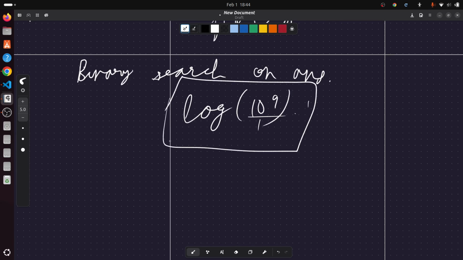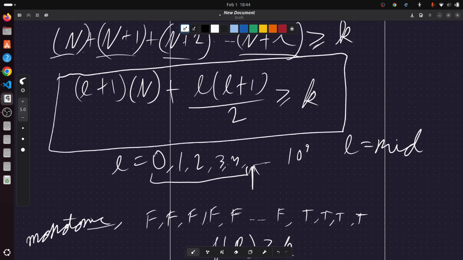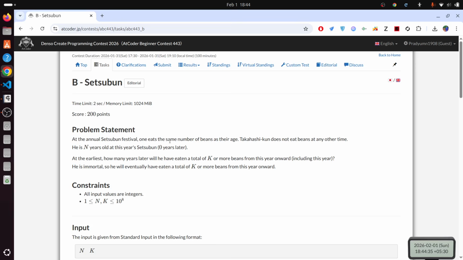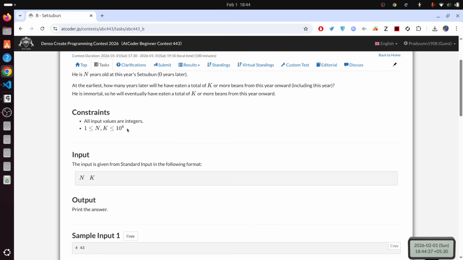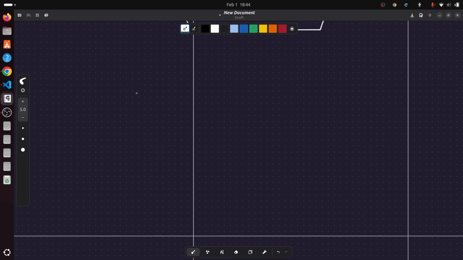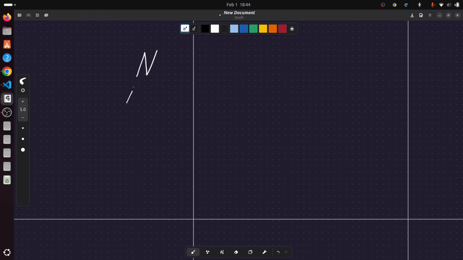But there is one easier way where you don't have to take the summation or do all these things, but you just have to observe. What you have to observe is that the constraints are up to 10 to the power 8 only. So what is happening is that for the first year the number of beans is n, then for the second year it is n plus 1, then the third year it is n plus 2, and so on. The number of beans keeps increasing, right? Initially it is n, then n plus 1, then n plus 2, and so on.